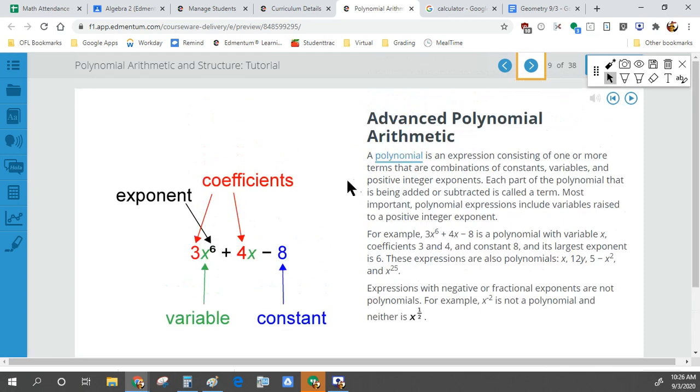So next we're going to learn about the words. An exponent is this little power symbol right here. Variable, constant. Constant means it has no variable. Coefficient, when I say coefficient, I'm talking about the number in front of the variable. So these are words that I'll be throwing around a lot.